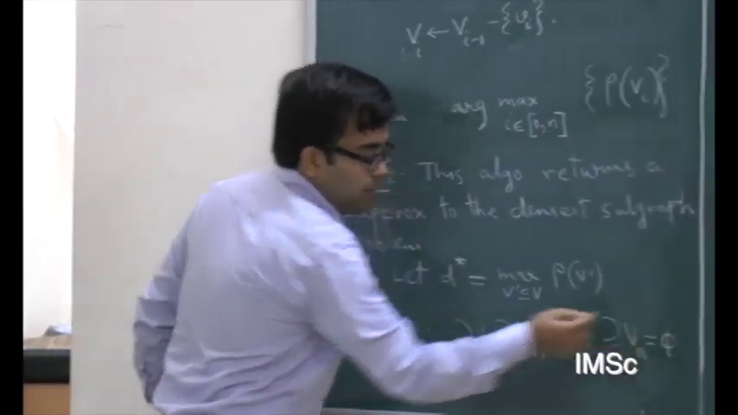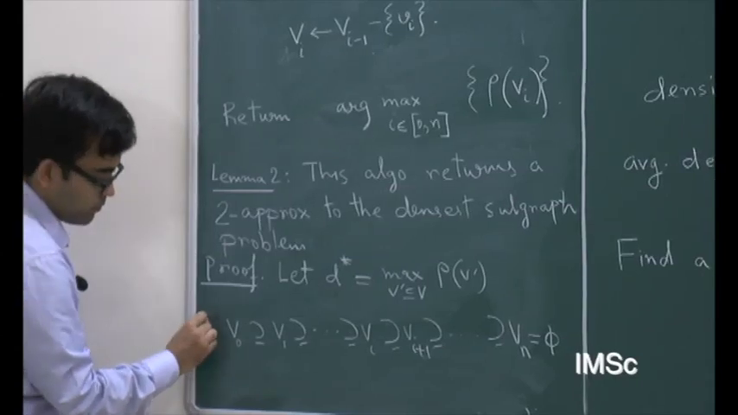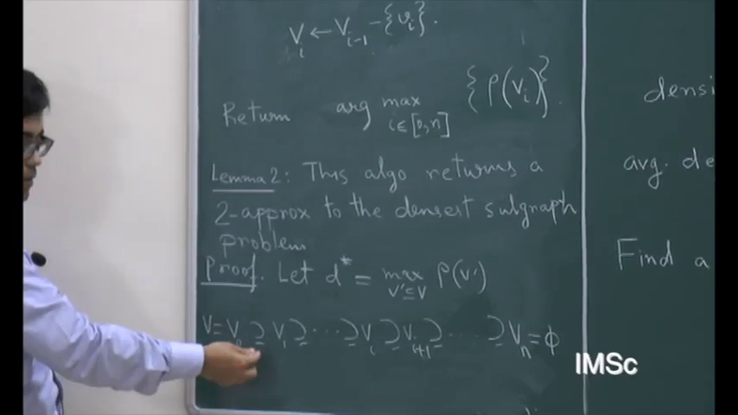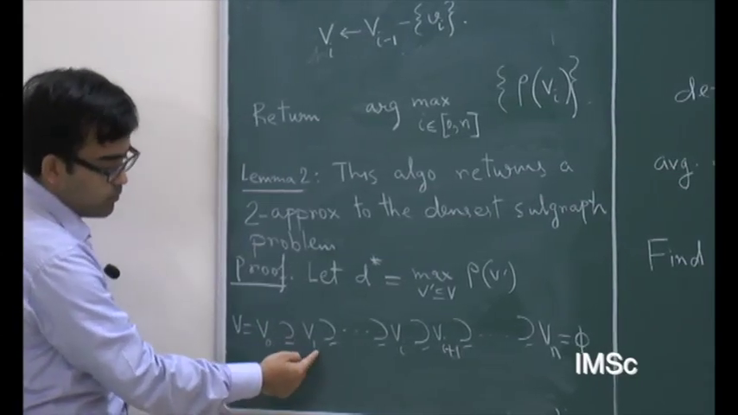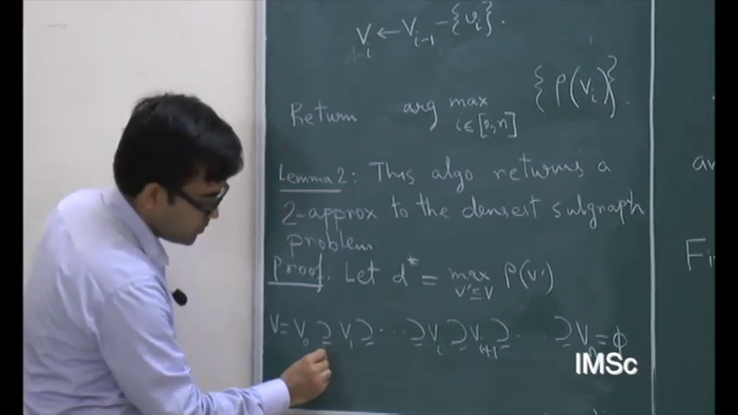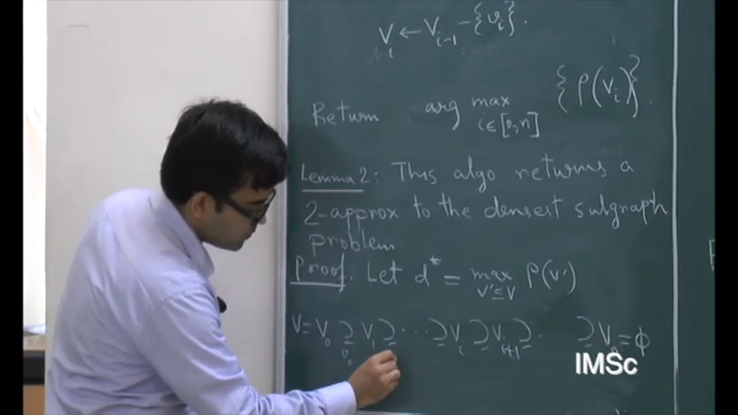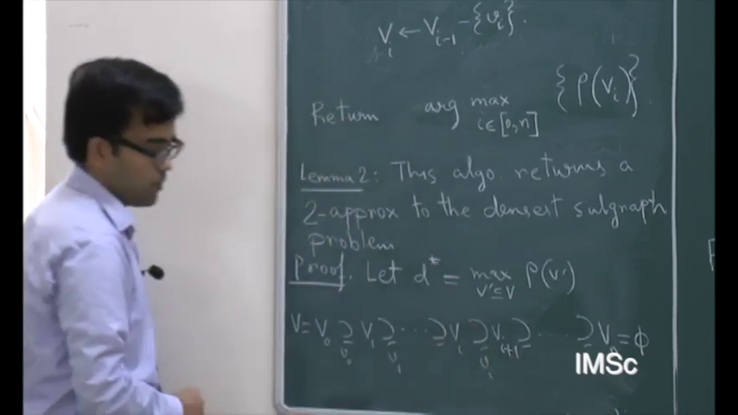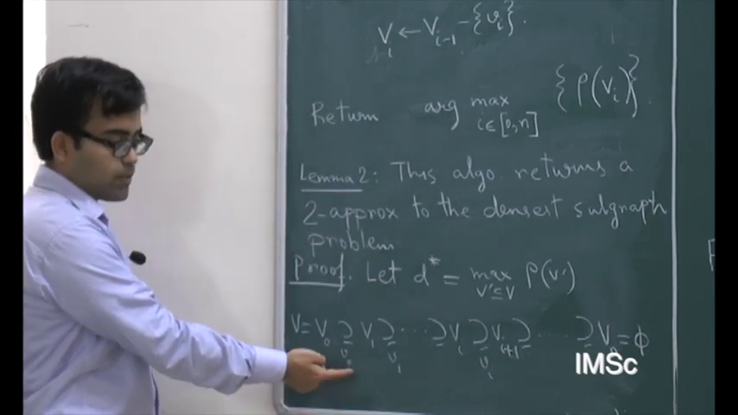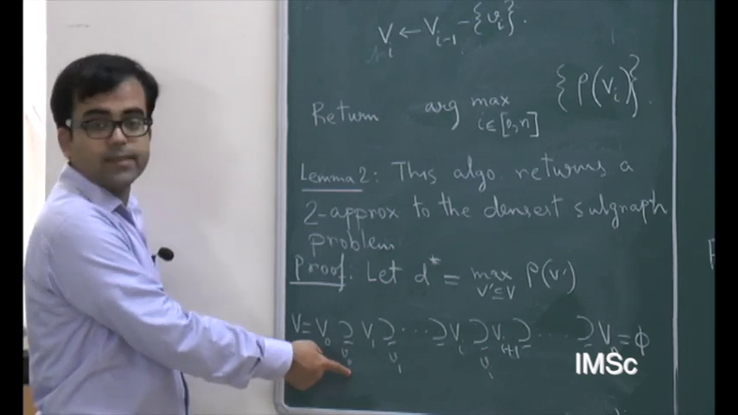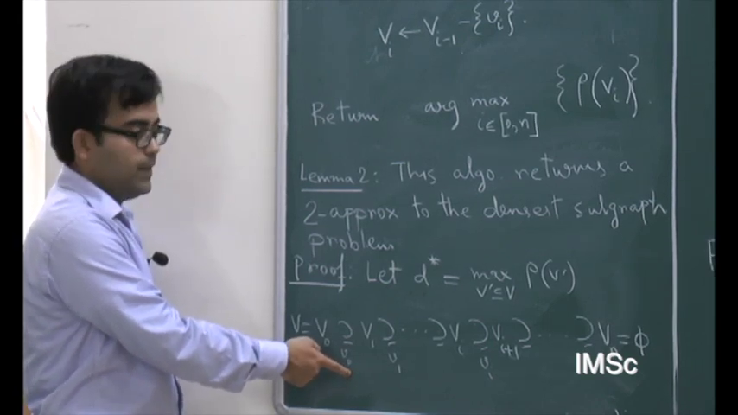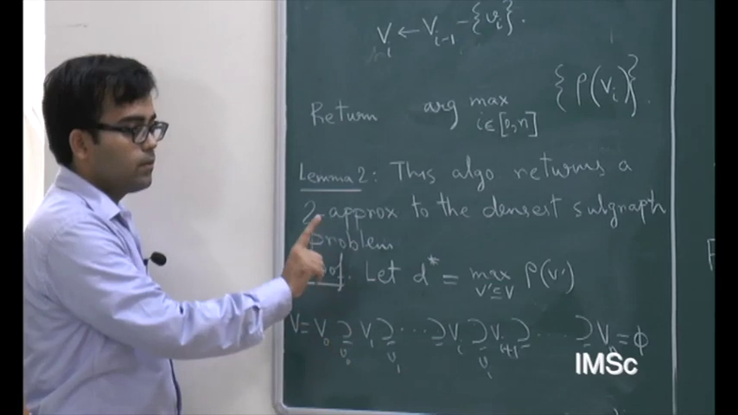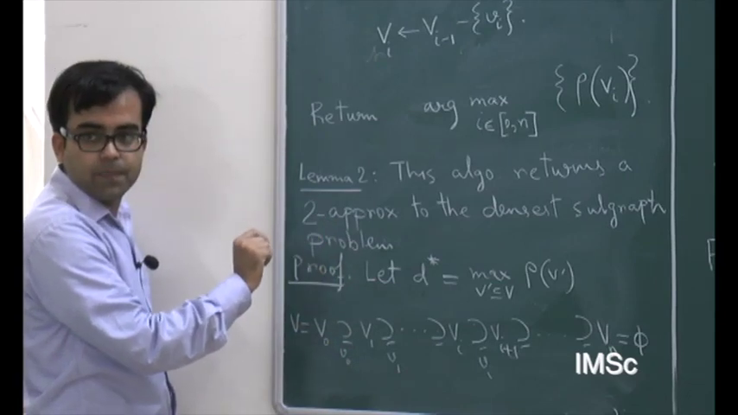This end graph is empty. This is the entire graph. Just look at the node that was removed here. What was the node that was removed here? This was V0, this was V1, this was Vi, and so on. What was the degree of V0 at this stage? In general, it would be less than D star, right?